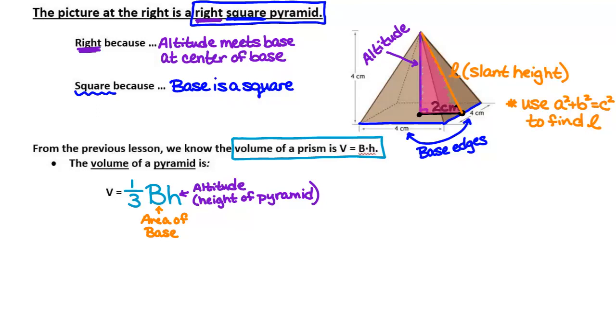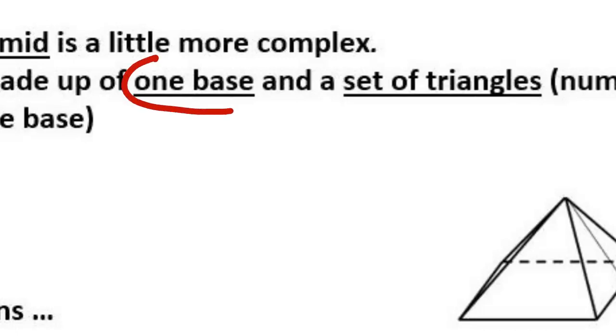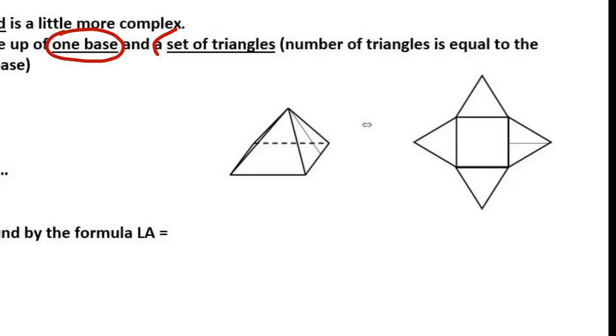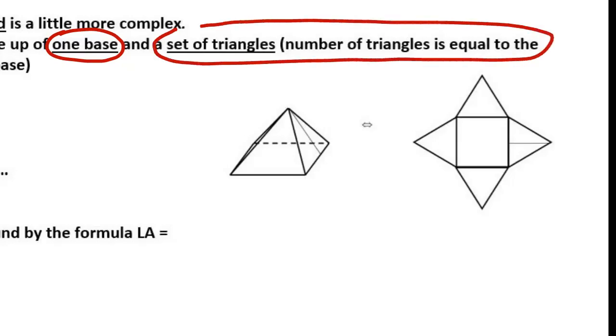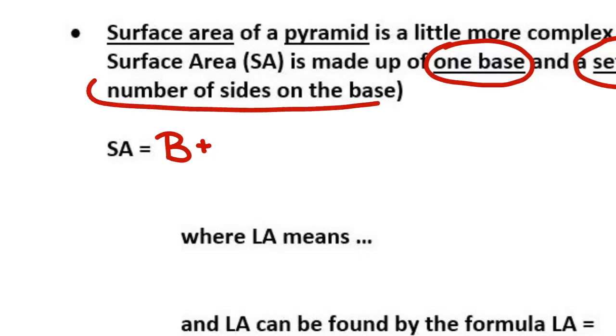Do we have 2 bases on a pyramid? No. So I don't need 2B. I just need 1 base. And then we've got a set of triangles. However many triangles I have is equal to the number of sides on my base.